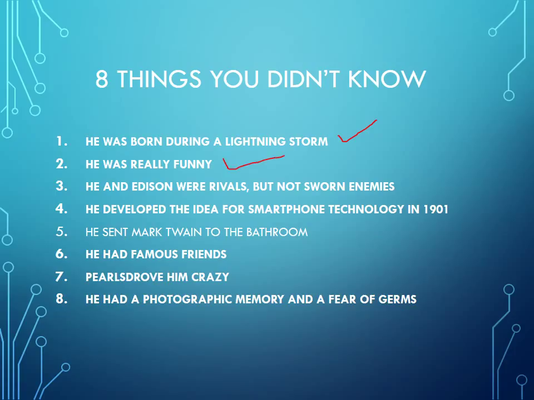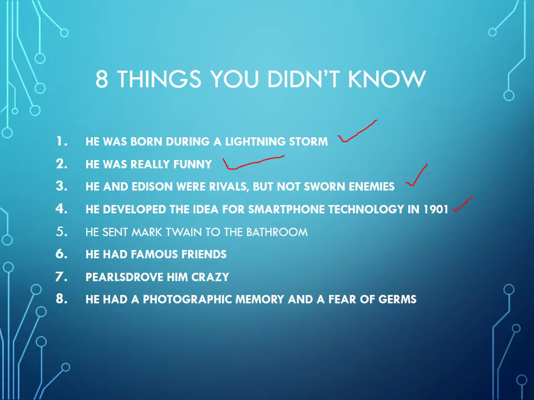Number 3, he and Thomas Edison were rivals, but not sworn enemies. Interestingly, at one point, Tesla worked for Thomas Edison, but then he broke away to go and pursue his own projects, and the two were combative in the sense that they were competition with their ideas, but they were also very respectful of each other. Number 4, some say that he developed the idea for the smartphone technology in 1901.